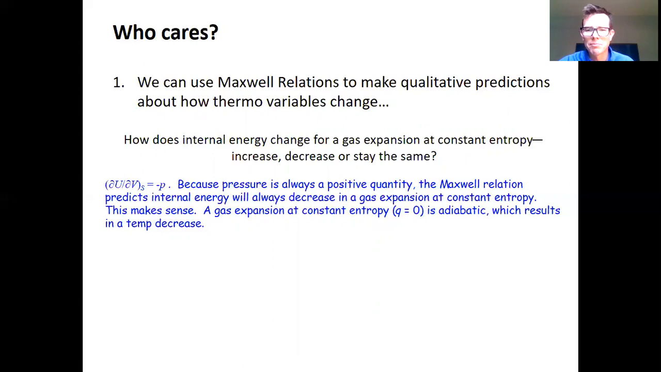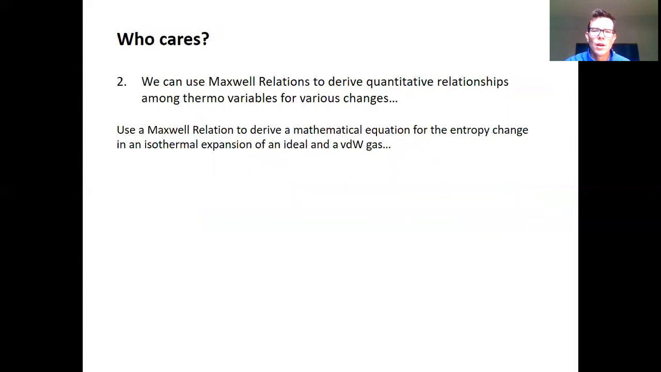And I suggest to you that this might make sense. Constant entropy means delta S is equal to 0, which sounds a lot like an adiabatic expansion. When we say constant entropy, we're talking about adiabatic expansions. And in adiabatic expansions, the system does work, it absorbs no heat, energy goes down. And this always happens regardless of the identity of the gas. So we can use it to make qualitative predictions. You can also use it to make quantitative predictions.